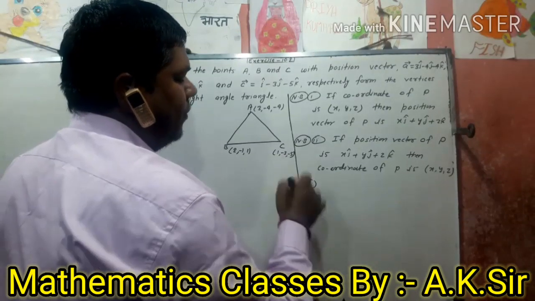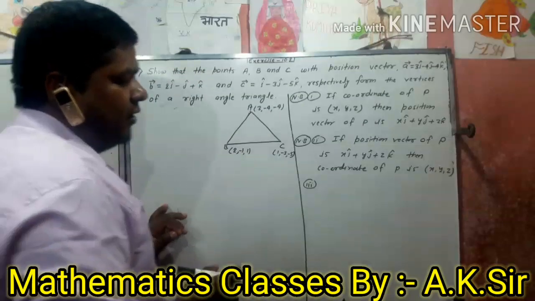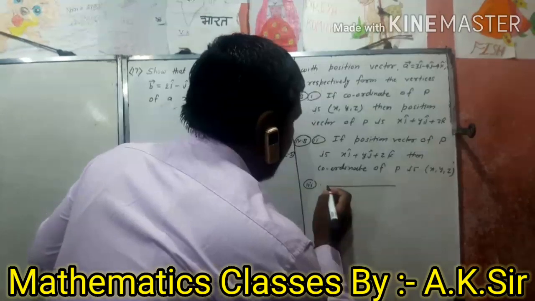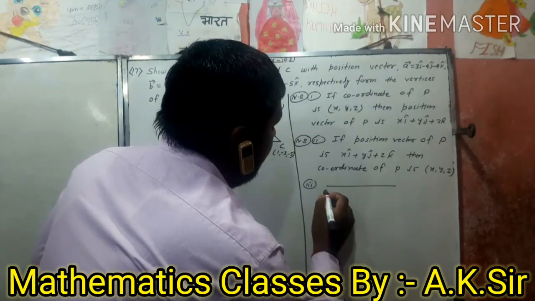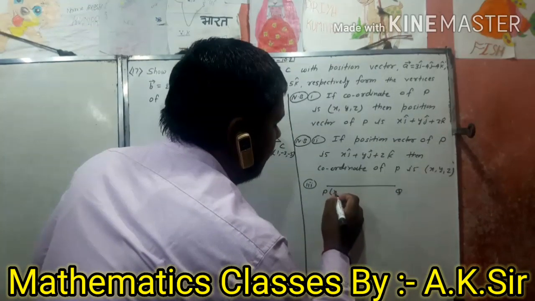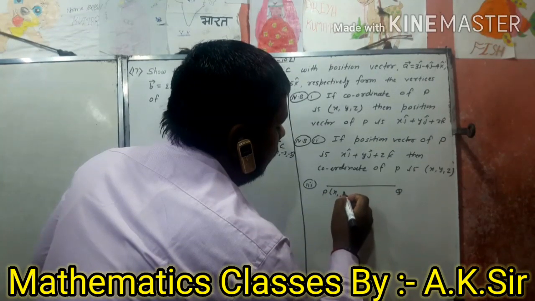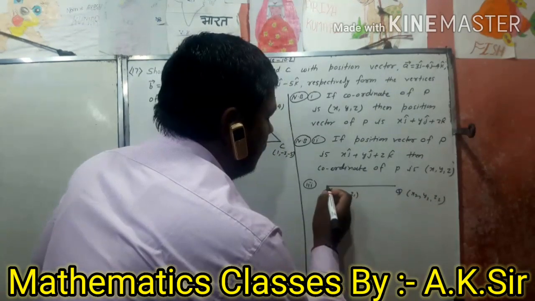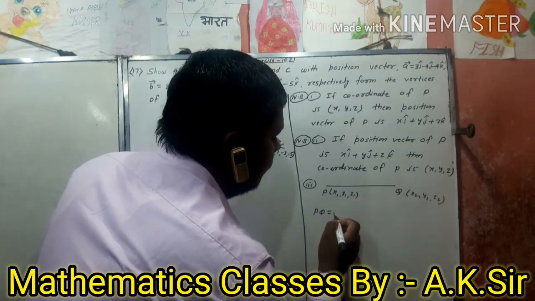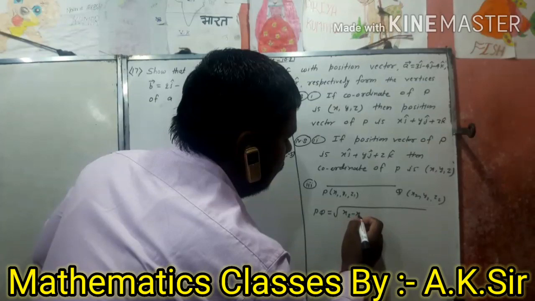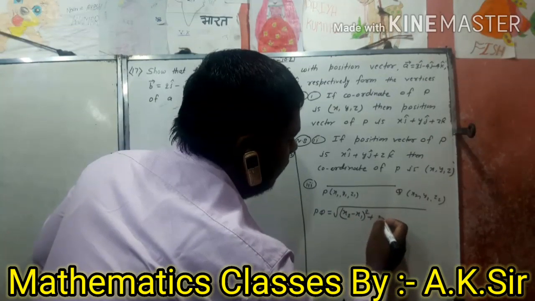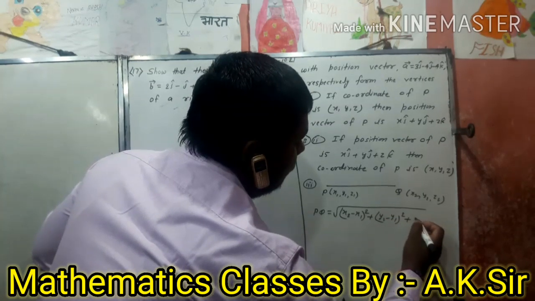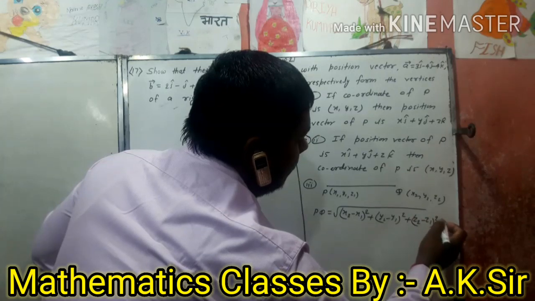Note 3: we know the distance formula. For points P and Q with coordinates x1, y1, z1 and x2, y2, z2, PQ is equal to the square root of (x2 minus x1) squared plus (y2 minus y1) squared plus (z2 minus z1) squared.